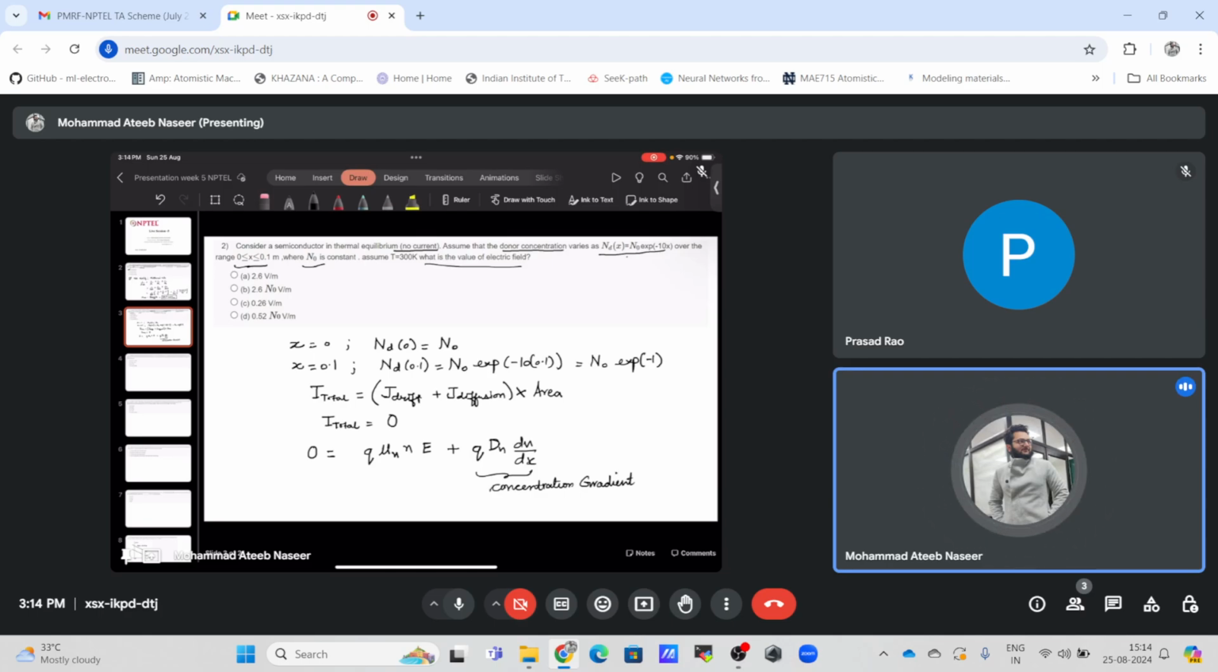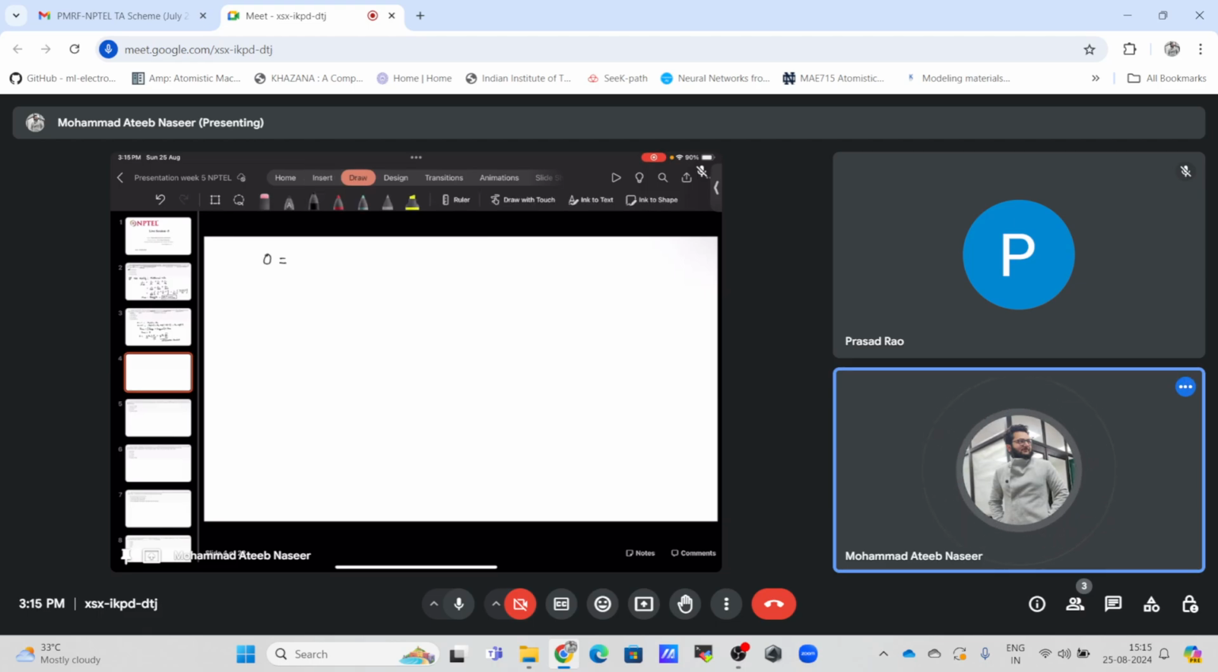So from this we have to find out this electric field. We know the value of q, and we know the expression for n, so let's first find this dN by dx. Setting the total current to 0: 0 equals q times mu n times n naught exponential of minus 10x times the field, plus q Dn times dn by dx, and dn by dx is simply d by dx of n naught exponential of minus 10x.